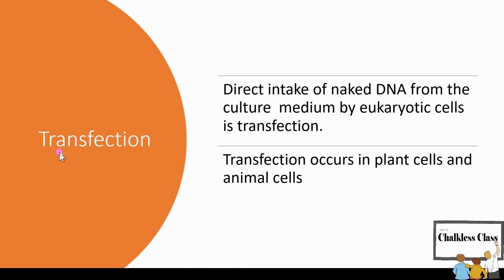The second method is transfection. Transfection also resembles transformation. Transformation is used for prokaryotic cells. If that is carried out on plant cells and animal cells, or eukaryotic cells, then it is called transfection. Direct intake of naked DNA from the culture medium by eukaryotic cells is called transfection. There, the intake of DNA from culture medium by prokaryotic cells is called transformation. Transfection occurs in plant cells and animal cells.